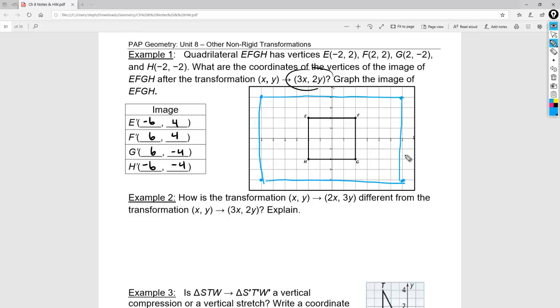Alright, that's the idea. Next, they're asking, how's the transformation (x, y) to (2x, 3y) different from (3x, 2y)? So as you can see here, instead of a scale factor of 2, I have a scale factor of 3 in the lateral direction, and a scale factor of 2 in the vertical direction. So that's how these transformations would be different. This transformation here would turn, for instance, a square into a taller rectangle, whereas my transformation here would turn a square into an oblong rectangle, or longer rectangle, I suppose.